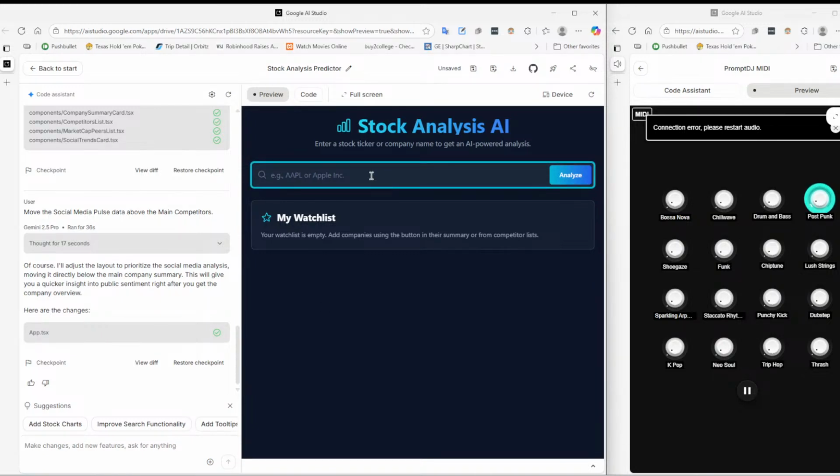Let's try Apple. Actually, let's try Tesla. All right, so Tesla's loading. So hopefully this works out. I think it's gonna obviously be really good social media sentiment.